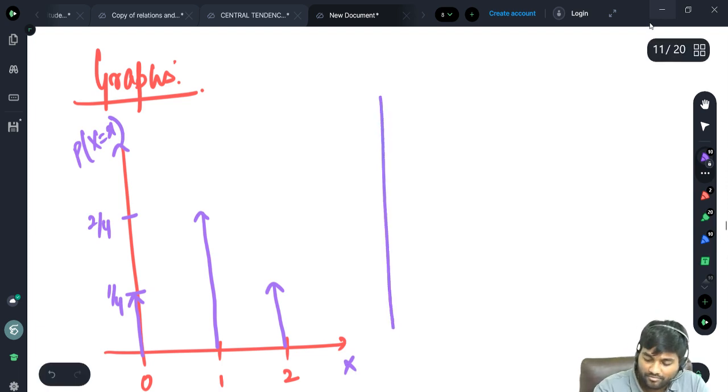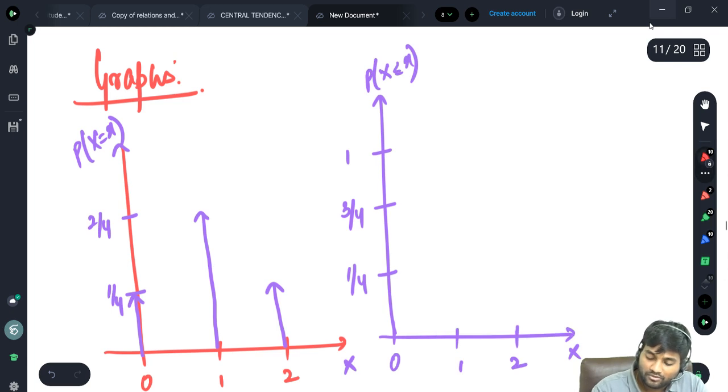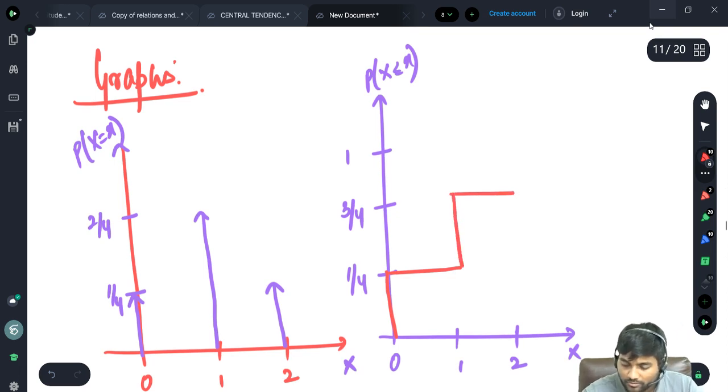Again, in case of a CDF, it is 1 by 4, 3 by 4, 1. Here we measure probability capital X is less than or equal to small x, at 0, 1 and 2. At 0, it will take the probability 1 by 4 and then it will go. Then at 1, it will take the probability 3 by 4. Then it will go till 2, and at 2 it is going to take the probability 1.